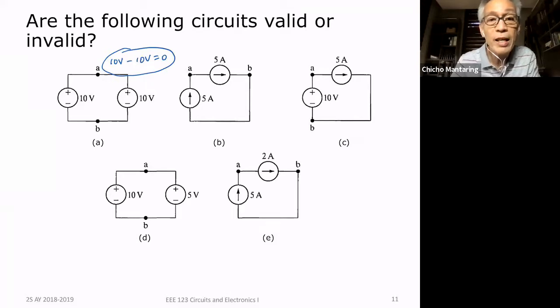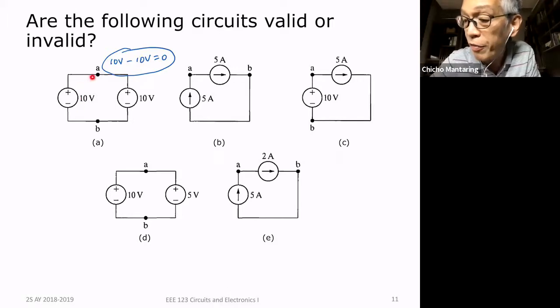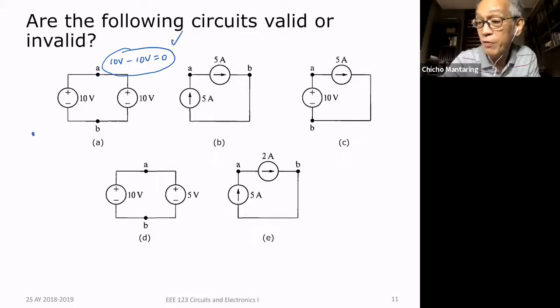Okay, so again, the test is if you apply Kirchhoff's voltage law here, if I get a consistent result, then it's okay, no? If I apply Kirchhoff's voltage law here, what do I get? I get 10 volts, because you're going from negative to positive. So that's a voltage rise, so that's 10. Positive, negative voltage drop, that's 10, that's equal to 0. So this is correct. So this is valid.